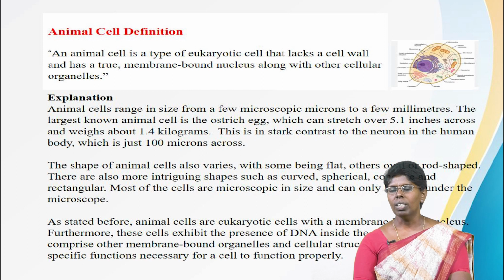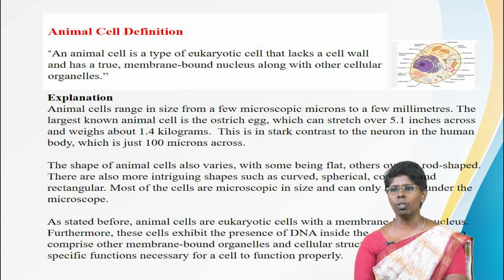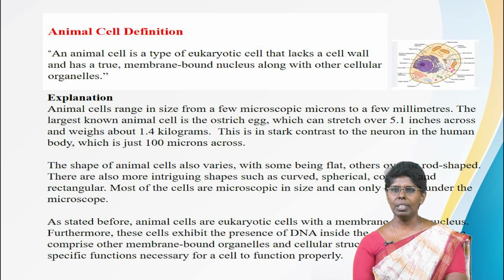Next, as a zoologist, I am going to explain animal cells. Is there any definition for animal cells? Yes, the definition is: an animal cell is a typical eukaryotic cell that lacks a cell wall and has a membrane-bound nucleus along with other cellular organelles. Now I will explain about animal cells.